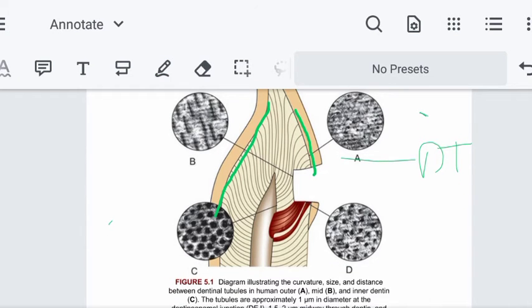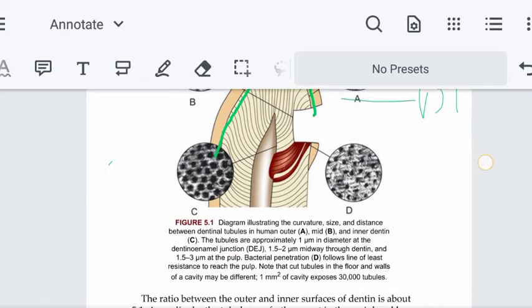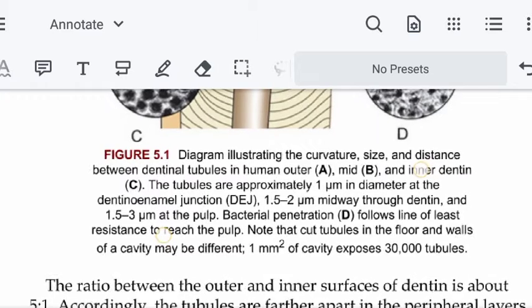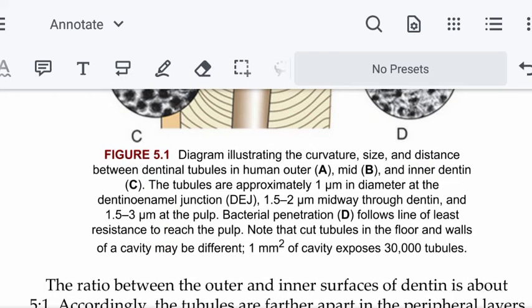These tubules are approximately 1 micrometer in diameter at the dentino-enamel junction, 1.5 to 2 micrometer midway through the dentin, and 1.5 to 3 micrometer at the pulp. So these dentinal tubules are thicker near the pulp, become a little thinner in diameter midway, and near the dentino-enamel junction become thinnest, that is 1 micrometer in diameter.